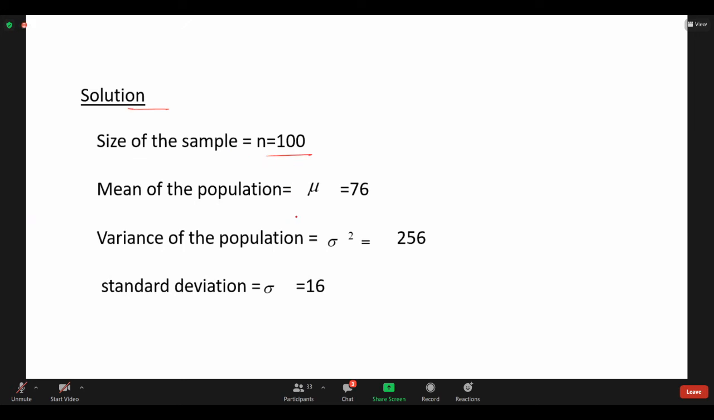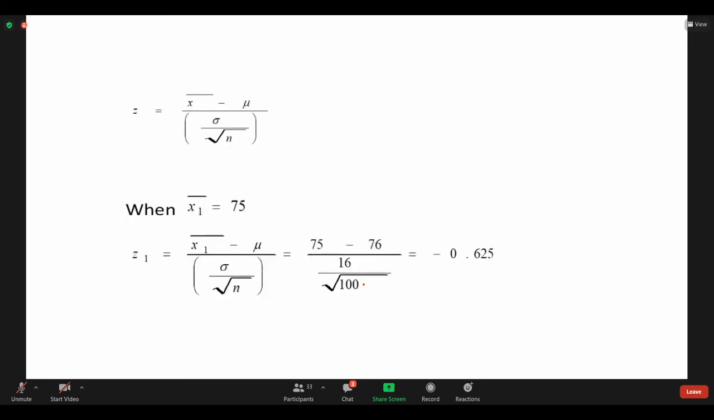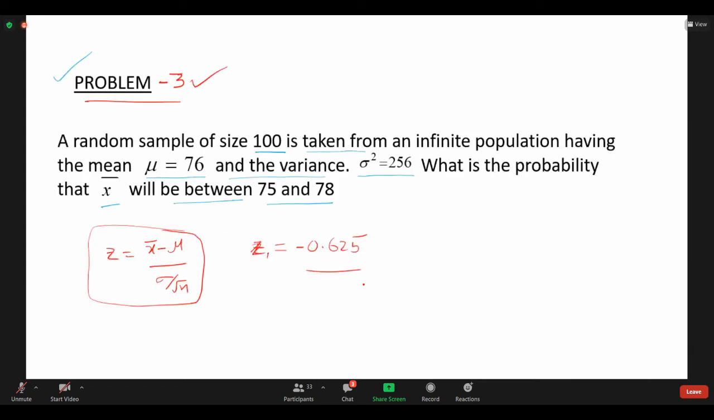N is equal to 100 and mu is equal to 76. Sigma square is equal to 256 and sigma is 16. We have to convert it directly. The question is here. All of you see what they're asking.